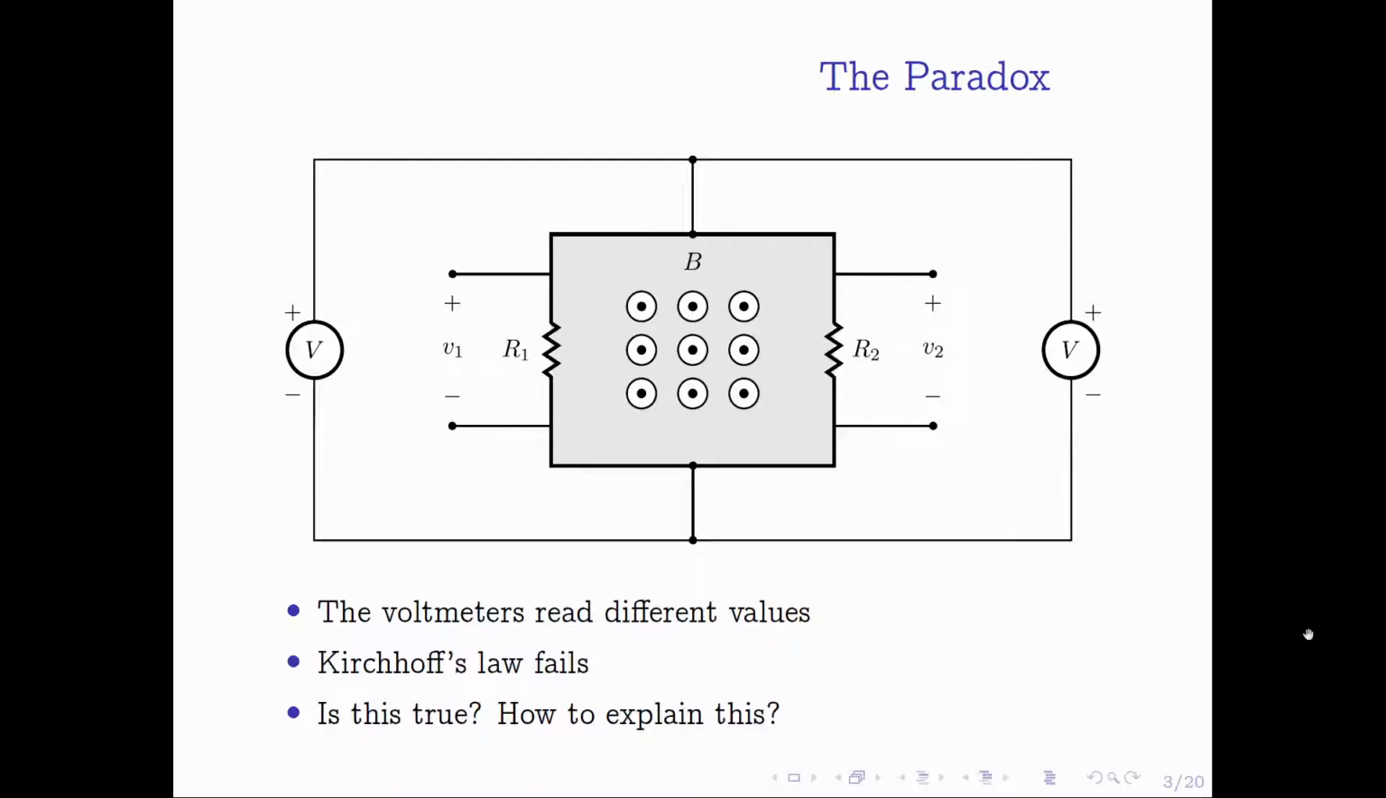From the basic circuits theory, we know that the voltage must be equal on both voltmeters. However, in the actual experiment, we see two different readings on the two voltmeters. The problem is, Kirchhoff laws seem to fail to analyze this scenario. Is this true? And how to explain such a problem?